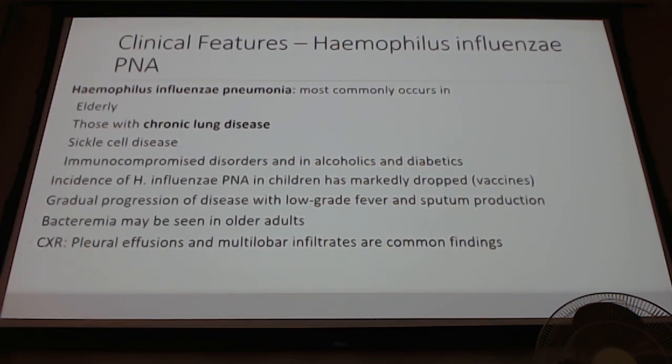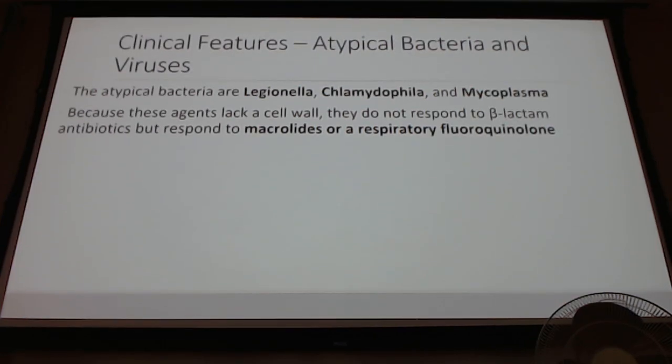But once again, we never actually test the sputum, so we don't really know what's causing a lot of these right now. The chest X-ray looks a little bit different on this one. It's just multi-lobar infiltrates, which looks similar to a viral pneumonia or a viral upper respiratory infection when you get a chest X-ray. So it's a little bit more difficult to differentiate on X-ray.